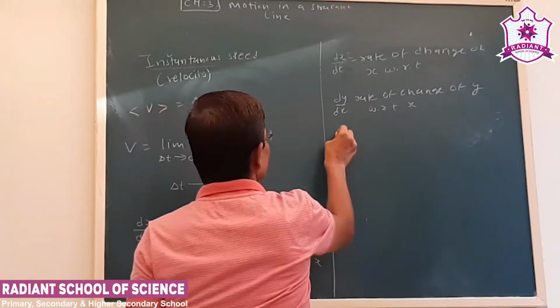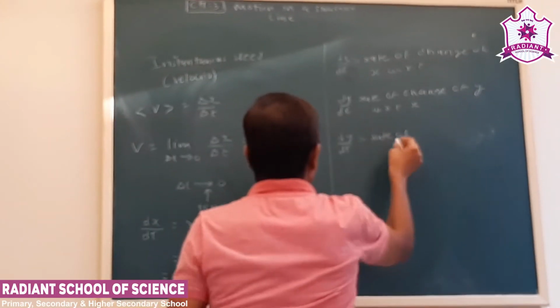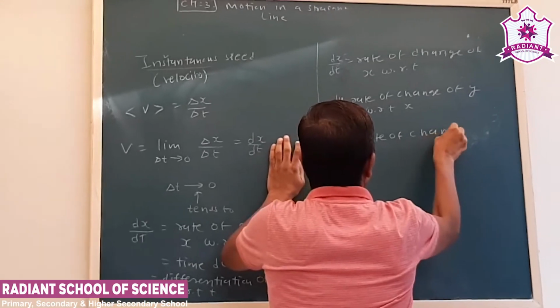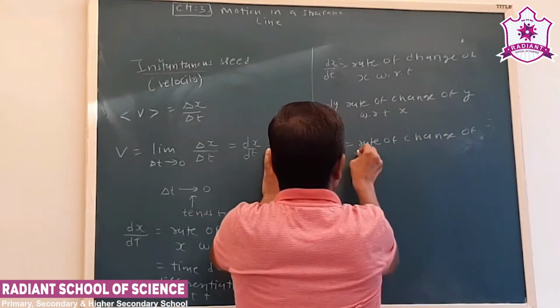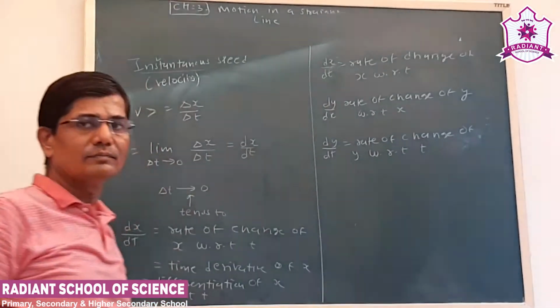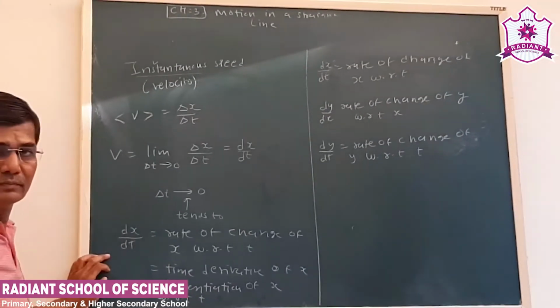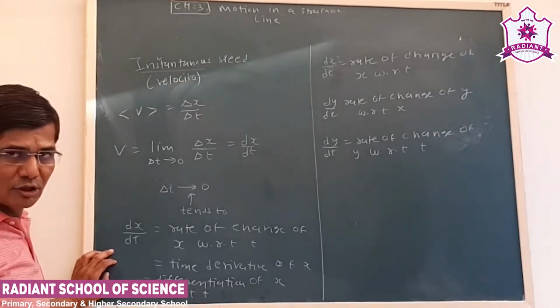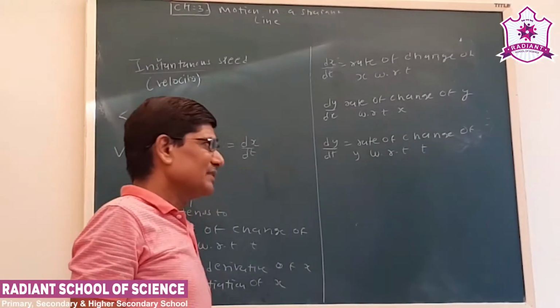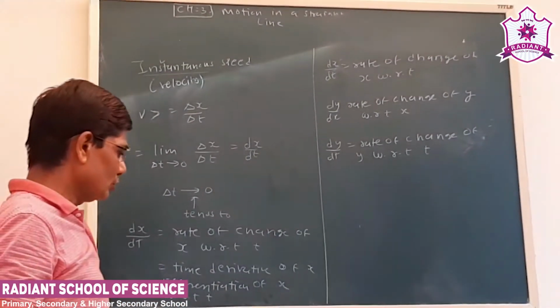Okay, if it is dy by dt, rate of change of y with respect to t. Now see, whenever we have a division, we say it is differentiation. Now we start with some simple derivatives that will be useful to us.